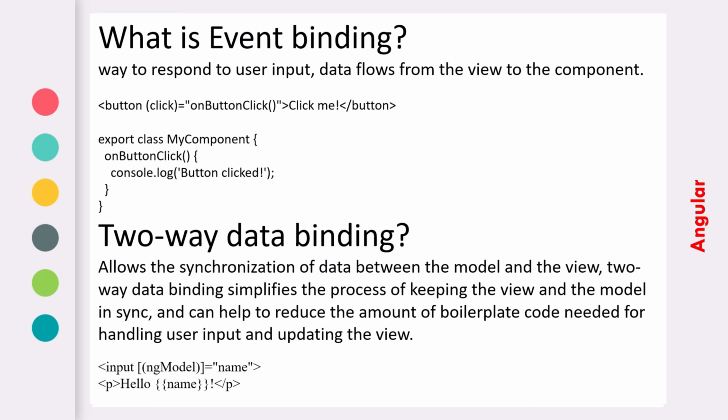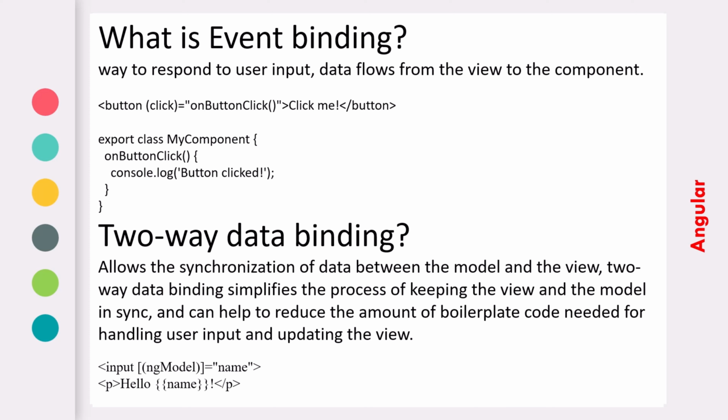In this example, we have an input field that is bound to the name property using the ngModel directive. This directive provides a two-way data binding between the input field and the name property. This means that when the user types something in the input field, the name property in the component will be updated automatically. Similarly, if the name property is updated in the component, the input field will also be updated to reflect the new value. Here the name syntax is used for interpolation to display the name property value in the view.